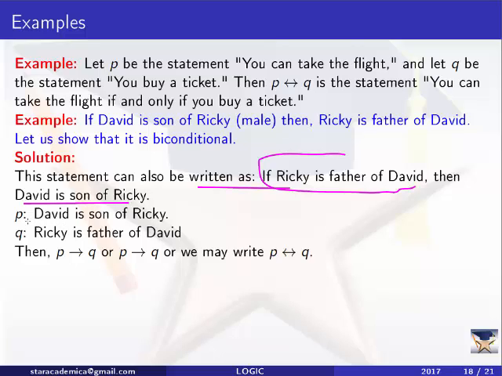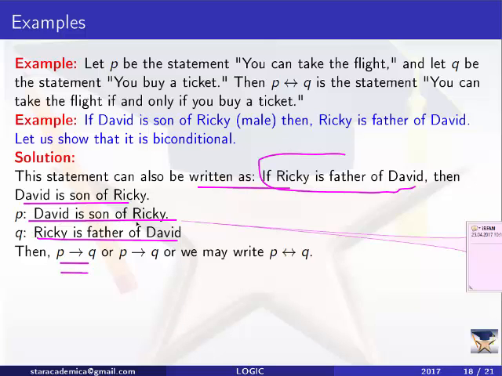So what does P say? P says that David is son of Ricky. Q says that Ricky is father of David. So P implies Q: if David is the son of Ricky, then Ricky is father of David. Or we may write P biconditional Q, if and only if.